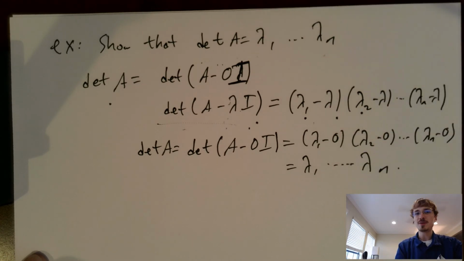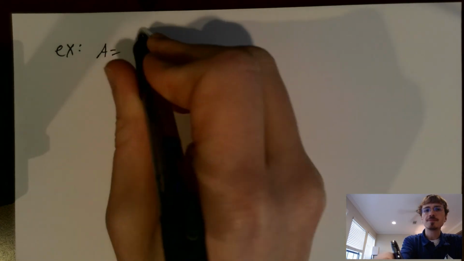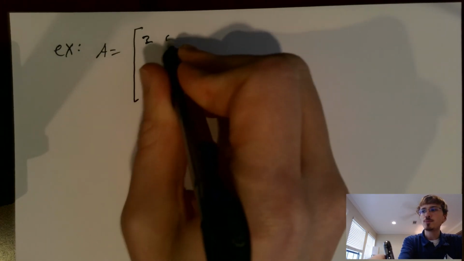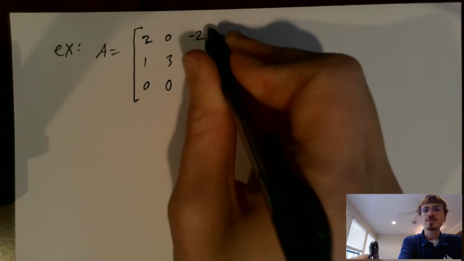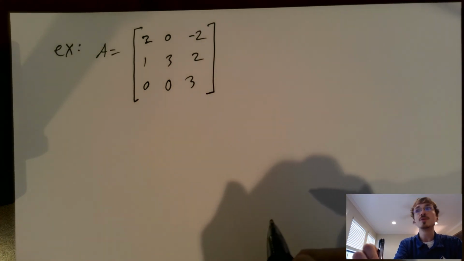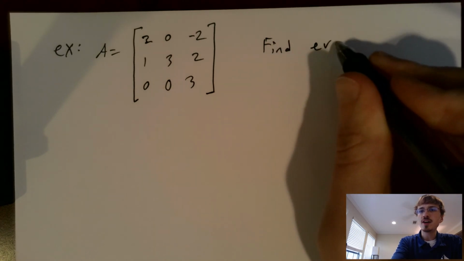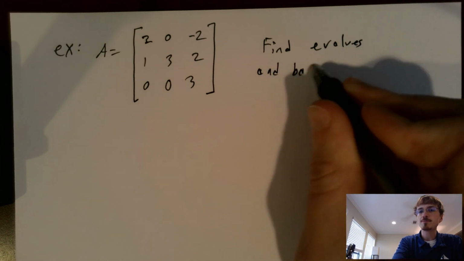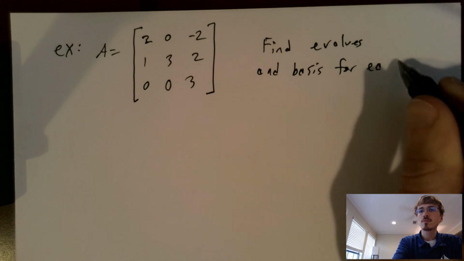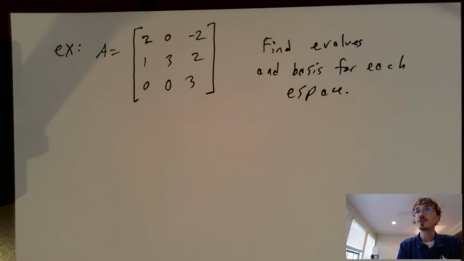All right, so let's do another example. Let A be a 3 by 3 matrix. We're bored with 2 by 2s now, so let's do a 3 by 3. The rows are 2, 0, negative 2; 1, 3, 2; 0, 0, 3. Try to find all of the eigenvalues and a basis for each eigenspace. Pause the video. Try to do this yourself. You have all the tools that you need.